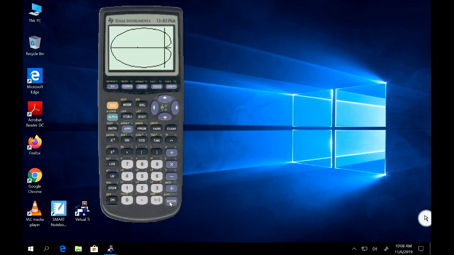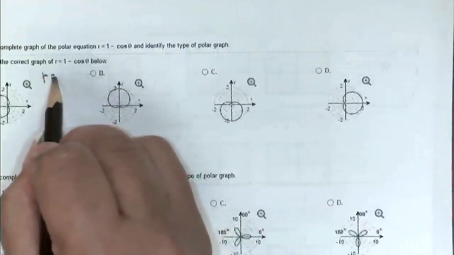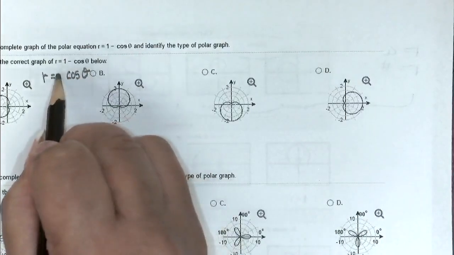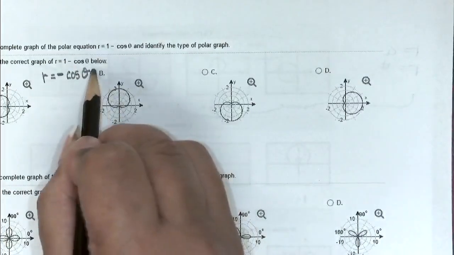So if you were going to rewrite this so that it looks like the equations are supposed to look, this would be cosine of theta in its linear form, and then that was a positive 1.